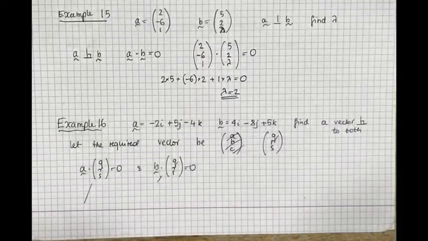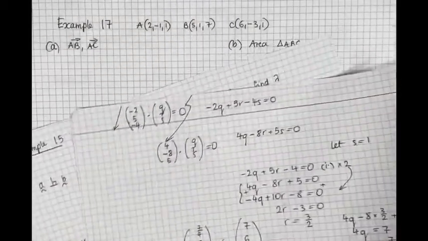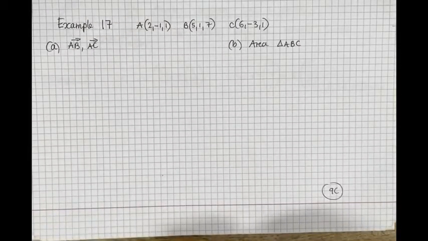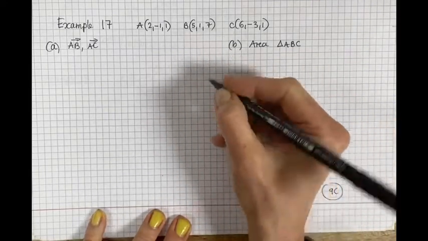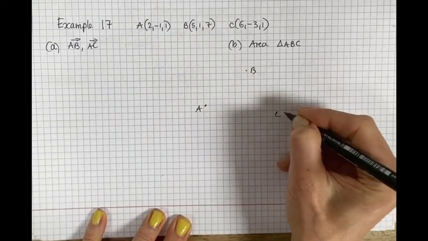Let's look at example 17. So here we've got 3 points, and we've got to find vectors AB and AC, and then area of the triangle ABC. So this is my A, B, C.